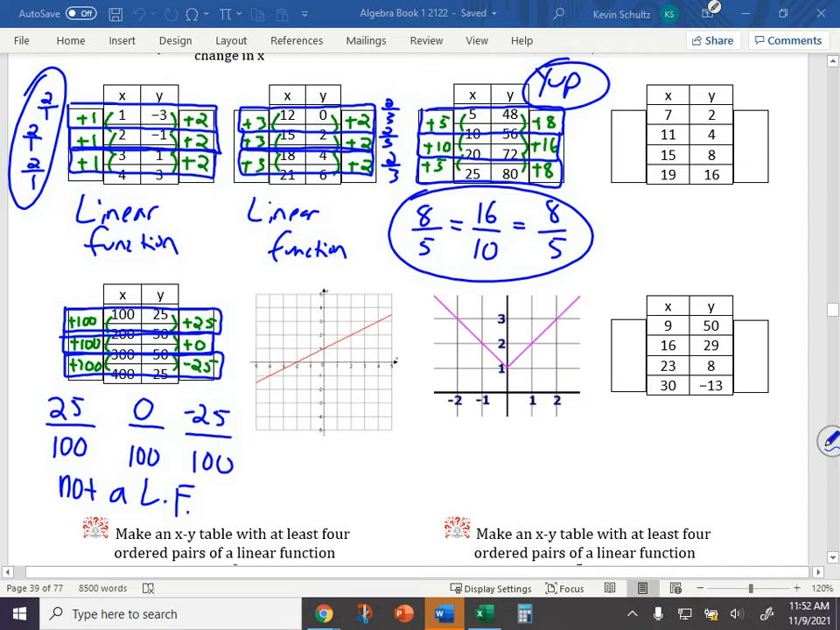Well, let's just say that we had a function table, so don't put this in this spot because it's not part of your homework. But let's just say we had something like 15 and 7 and -1 and 4 and 1 and -2. Okay? What's the change in y from 4 to 1? -3. What's the change in y from 1 to -2? -3. Oh, I did this wrong. It should be a -1.